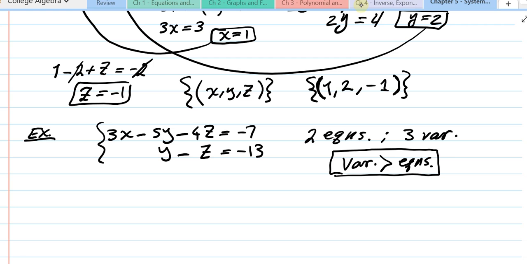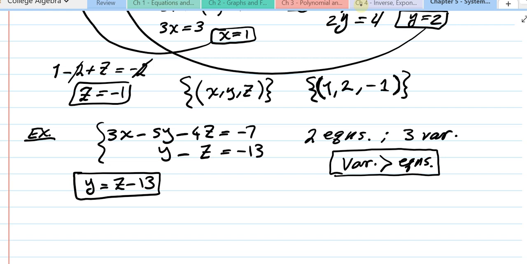So how are we going to work this one? At this point, what we do is we're going to report the solution in what we call parametric form. And here's how it works. For example, I'm going to solve for y in the second equation. That's going to be z minus 13, right? Add z to both sides. And there you go. So that's going to be the solution for y.